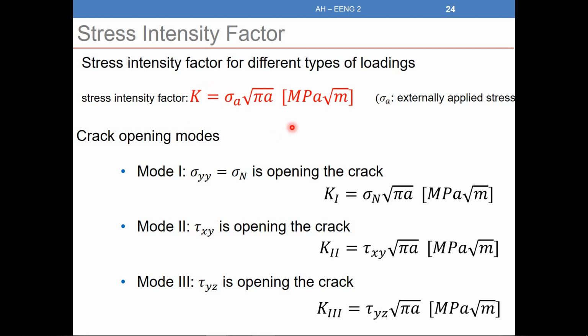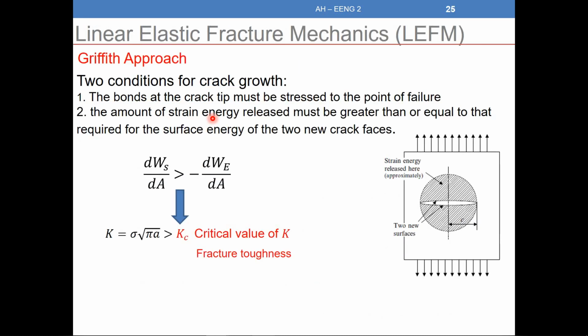Now, after I find the stress intensity factor, depending on the mode that I have, how do I know if the crack will propagate and cause failure or not? We will not go into a lot of detail on the method. It's not in our program here, but we need to understand that we have two conditions depending on the Griffith approach. Griffith is a scientist who defined two conditions for the crack to grow.